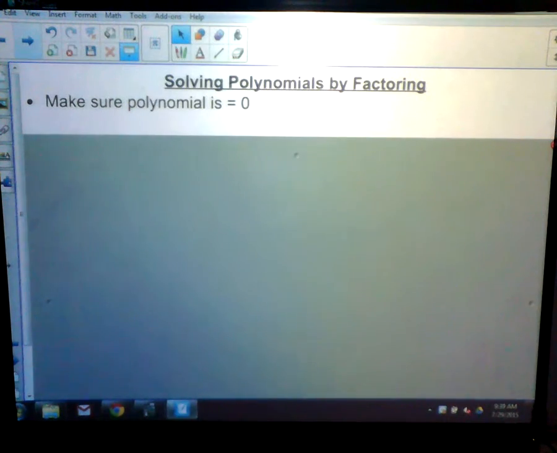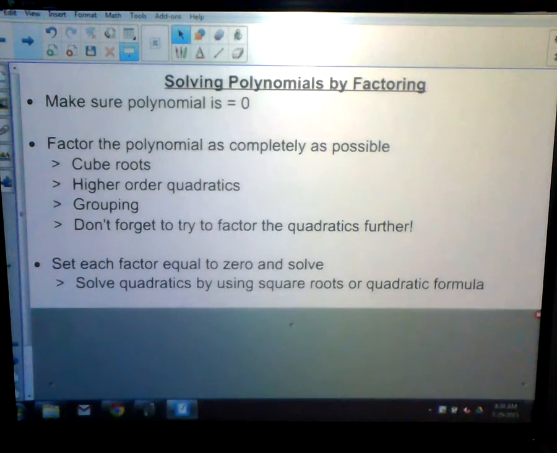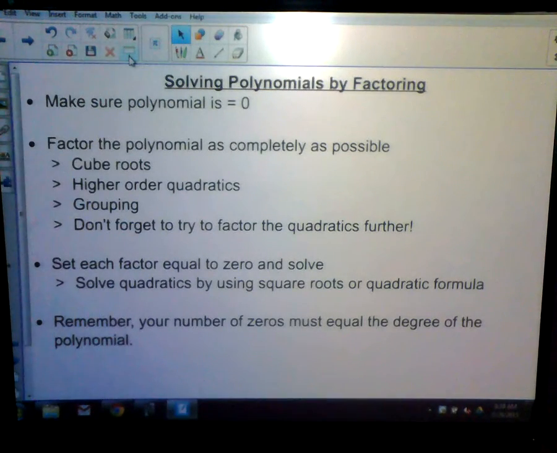We have to make sure that the polynomial is equal to 0. Then we factor as completely as possible. And we might have to factor more than just once. Set each factor equal to 0 and solve. Sometimes you have to solve the quadratics with square roots, or sometimes you have to use the quadratic formula. And remember, the number of zeros must be equal to the degree of the polynomial. If you have x to the 4th, there has to be 4 answers.